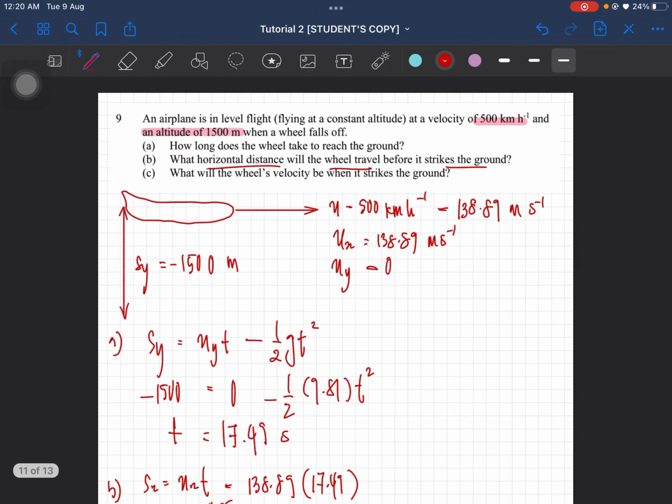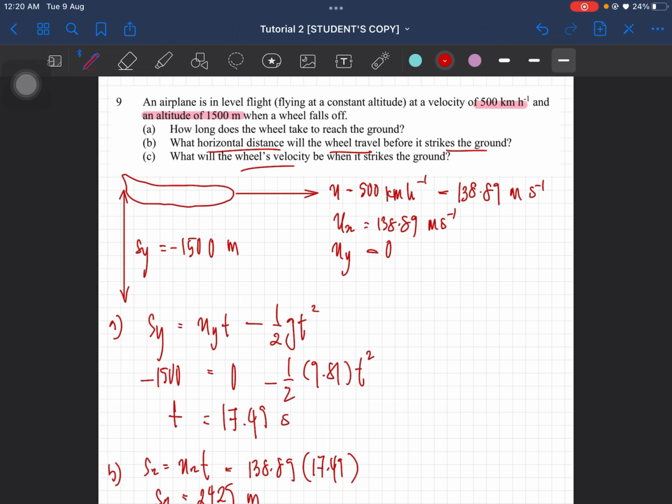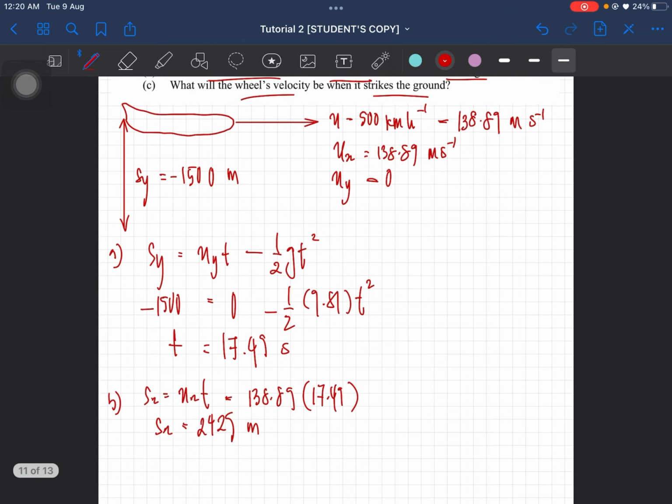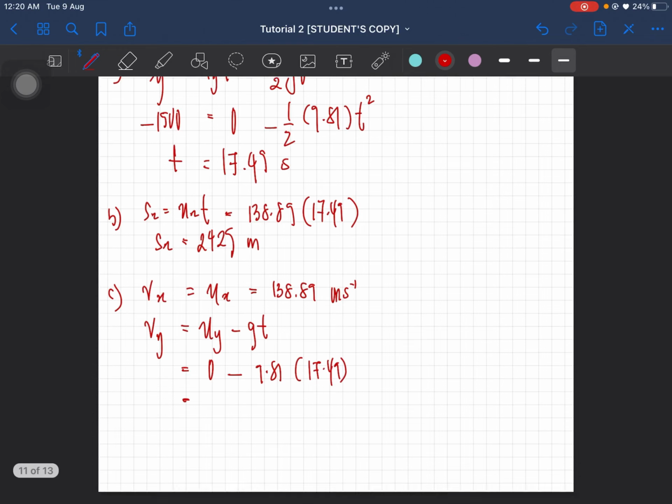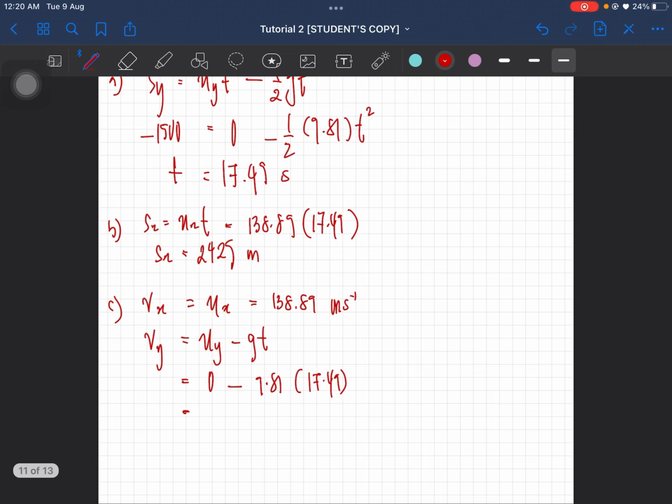Okay, and then question C, what will the wheel's velocity be when it strikes the ground? Okay, so this is gonna be the final velocity. So do we have Vx? Vx is gonna be equal to ux, which is 138.89 meter per second. Vy is what we are looking for, so we can just use this equation here. 9.81 times 17.49. So it asks before it strikes the ground na, jangan kamu letak 0 aja terus.